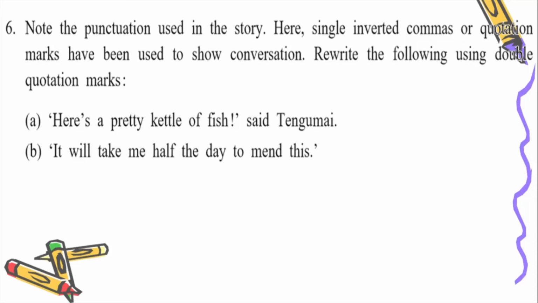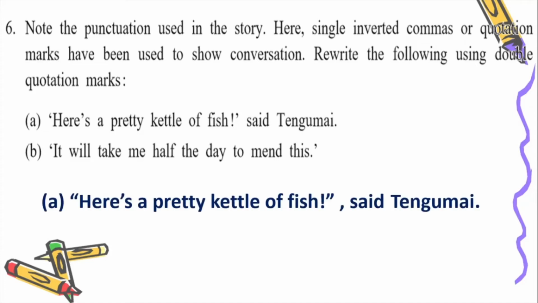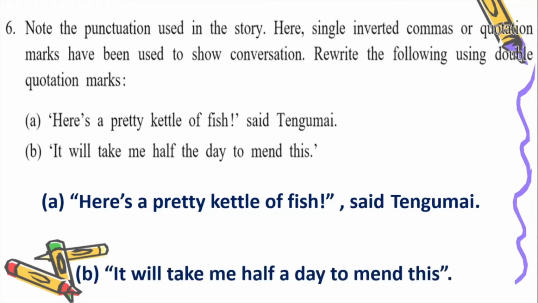Very simple. So come on, pause the video for a second and try to see whether you are able to do it on your own, and then come back and check the answer that I will give you now. So how will you write the first one? "Here's a pretty kettle of fish," said Tegumai. Okay, so if you notice, there is one comma here which has been added along with the double inverted comma. "It will take me half a day to mend this."